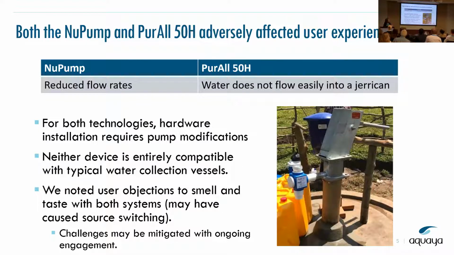Through the qualitative interviews, we found that there is an impact on the user experience. In both cases, people reported reduced flow rates. It was harder to pump. Because they go onto the end point of the hand pump, people found it difficult to actually get the water into their containers in the way that they normally would. And we saw in some cases some source switching, where people were not interested in using this source and went to a different one. So that was one of the challenges.